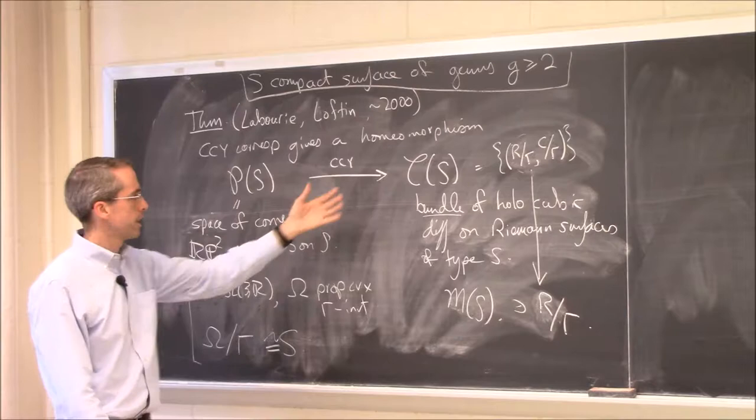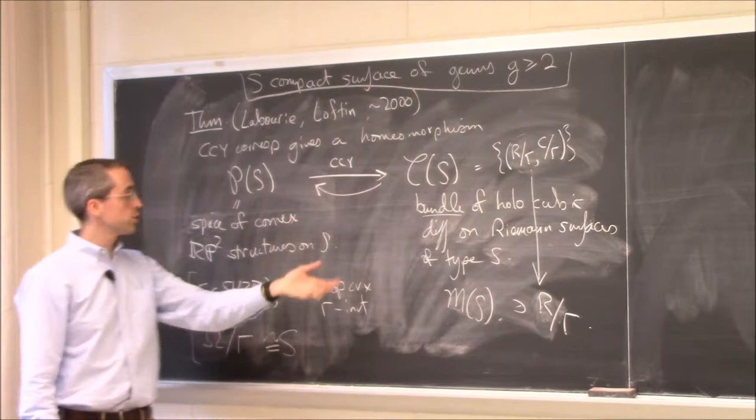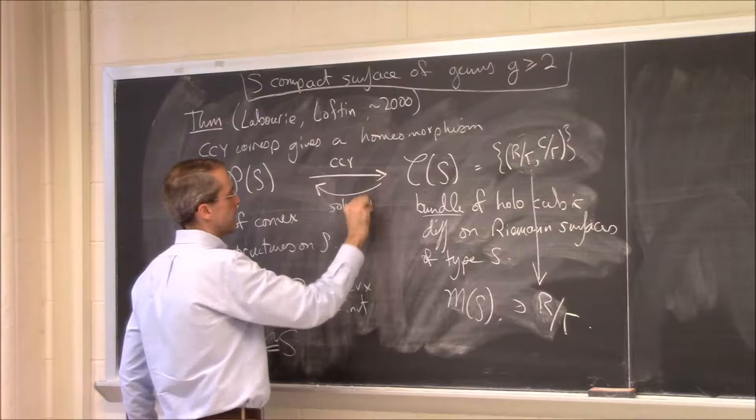I should also say that all the work here is in constructing the inverse map, which is, given a holomorphic cubic differential on a Riemann surface, to construct all of the affine sphere data and show that you get a convex RP2 structure out of it. And that also involves solving the same kind of self-duality equation now on a compact surface.